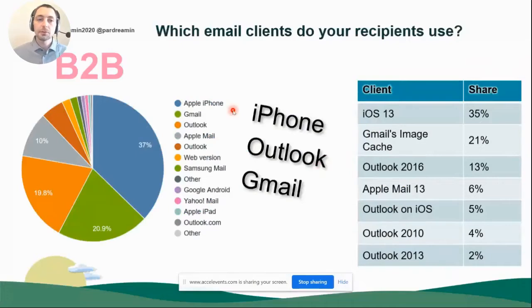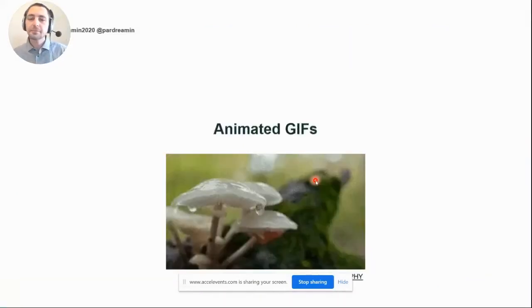For this sample business-to-business organization, the recipients are mostly Apple iPhone, about a fifth Gmail, and a fifth Outlook. So this is typical of B2B. Outlook is a big player. For B2C, you're going to see a very different breakdown. You're going to see a lot of iPhone and Gmail. B2C marketers, you are really lucky because iPhone and Gmail can do lots of fun things in email that Outlook can't. Outlook is kind of clunky and cranky.